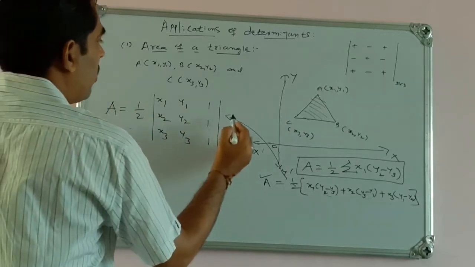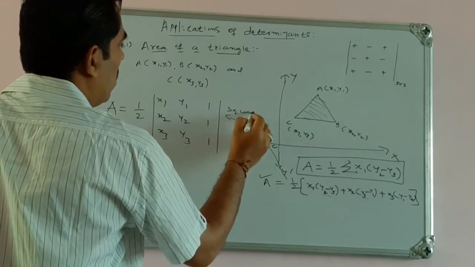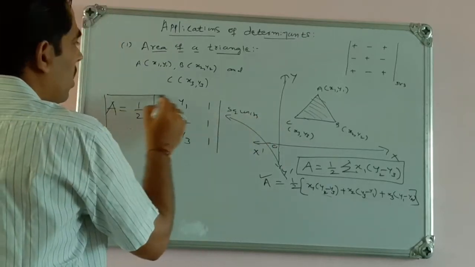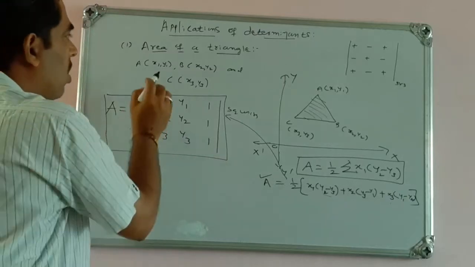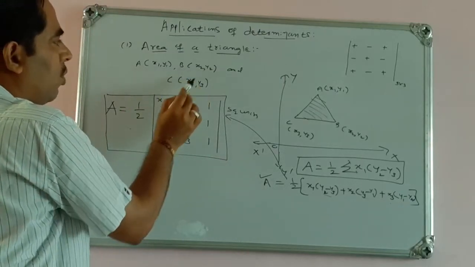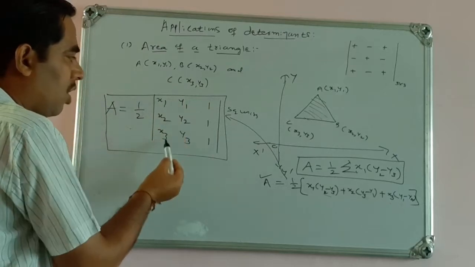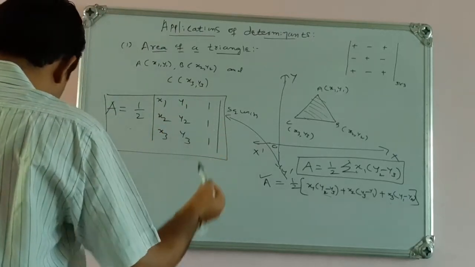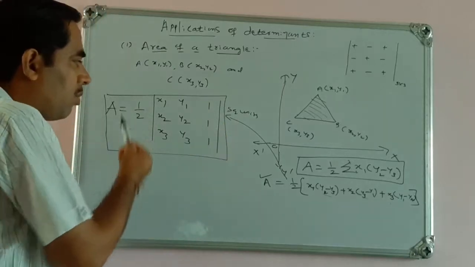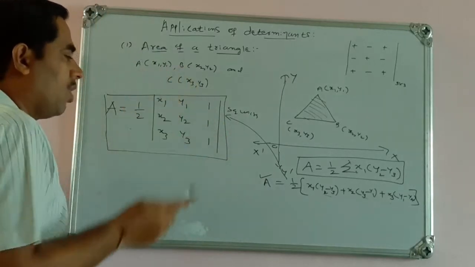Square units. This is the area of a triangle whose vertices are (x1, y1), (x2, y2) and (x3, y3). The first column is x1, x2, x3, the second column is y1, y2, y3, and the last column is 1, 1, 1. Observe this formula: half times this determinant.